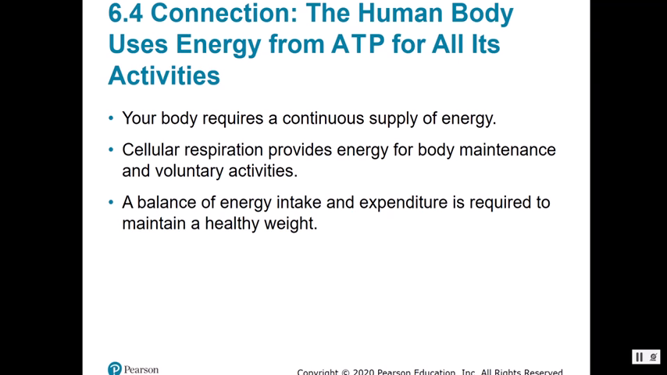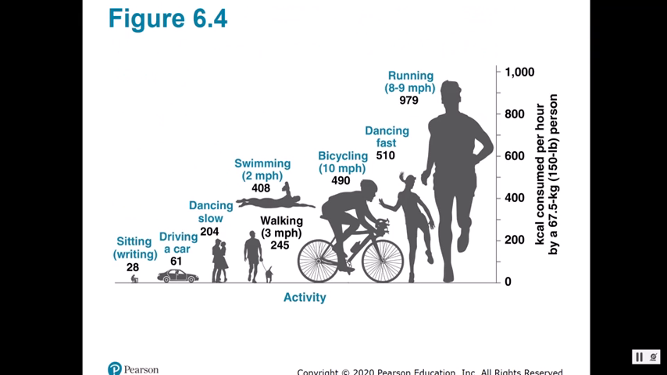Now, just a connection. The human body has to use energy from ATP for everything. Your body requires a continuous supply of energy. Even when you're asleep, your cells are working, they've got to have energy. Cell respiration is what provides that energy for us to maintain all of our activities. Now, that balance of taking in energy and spending energy is a delicate balance to maintain a healthy body weight.